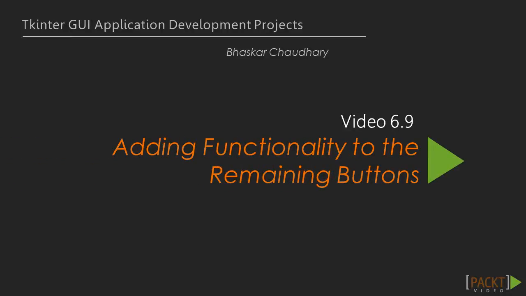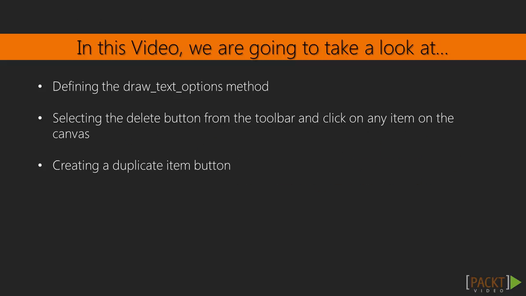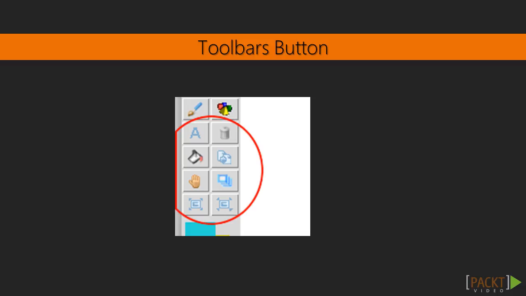Welcome to the next video of the sixth section, adding functionality to the remaining buttons. In the previous video, we have learned about drawing irregular lines and supershapes. In this video, we'll learn how to add functionality to the remaining buttons. We will now code the features related to the remaining toolbar buttons.